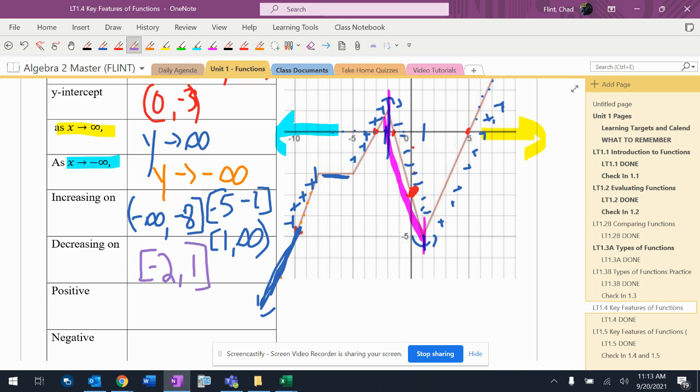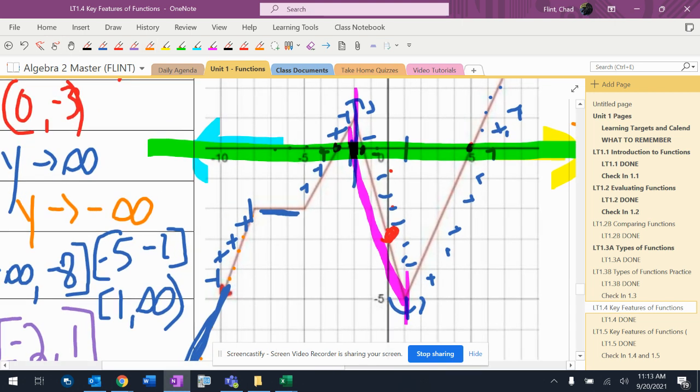All right, then where positive and negative has to do with, let's do it in green. When's it above the axis and when's it below the axis? All right, and remember, negative's down here, negative is underneath, positive is on top. All right, so it is positive in this little tiny bit right here that I'll do in orange. This little tiny bit right there is positive, and then it's positive over there.